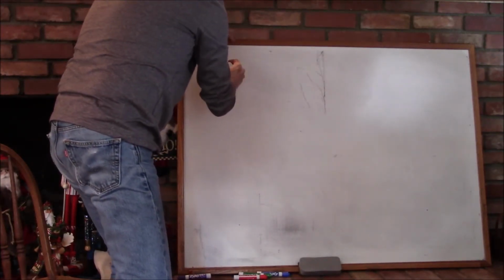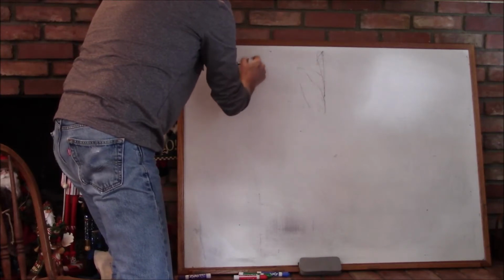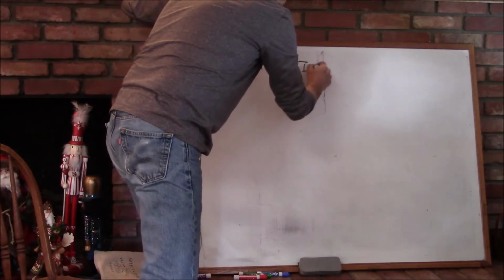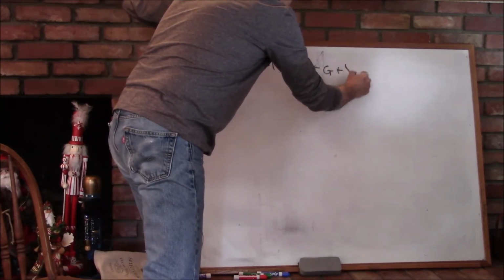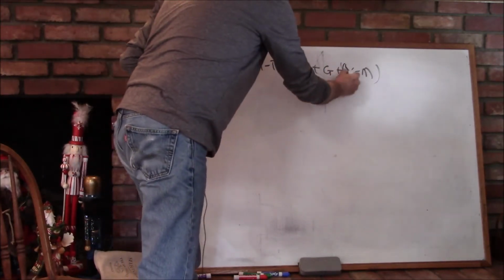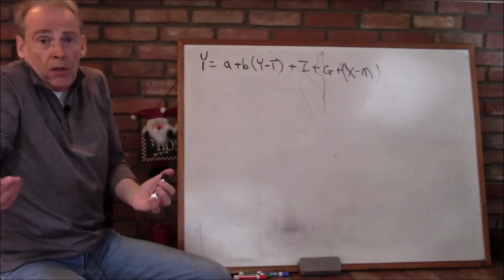Y is equal to a plus b times y minus t plus I plus g plus x minus m. Okay, is that right, John? A plus b, yeah, that's right. Okay, now we just derive the multiplier.